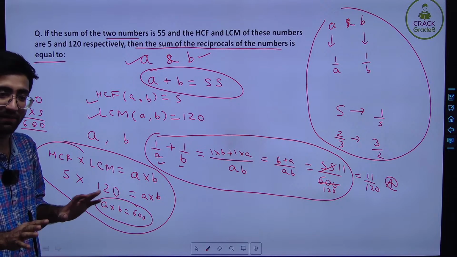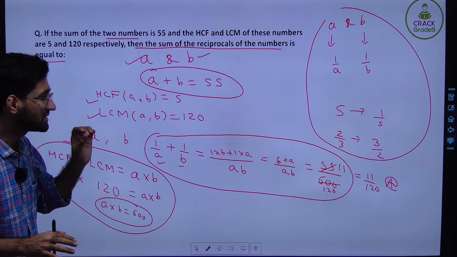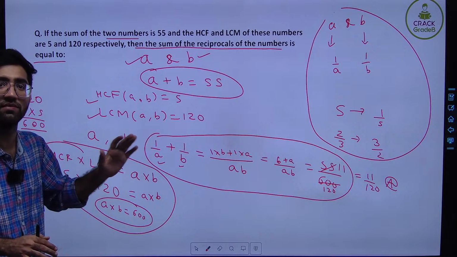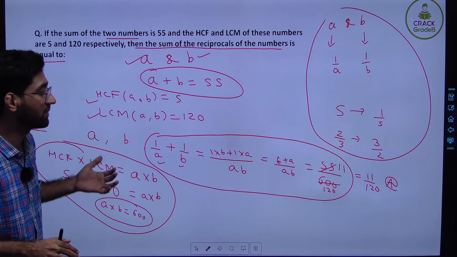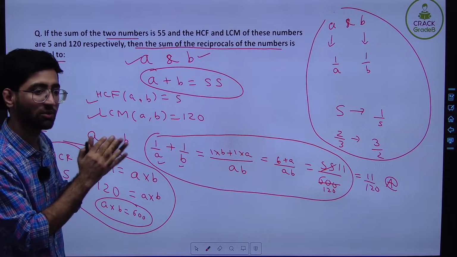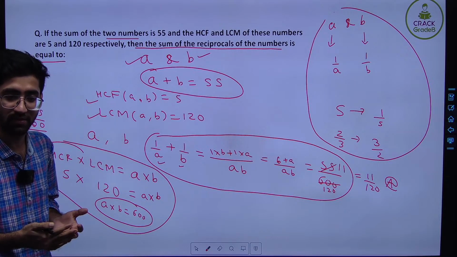Hopefully all of you are able to understand. It is a slightly difficult question, but not a very difficult one. We will solve a number of questions and you will be able to solve this kind of question by yourself, right?